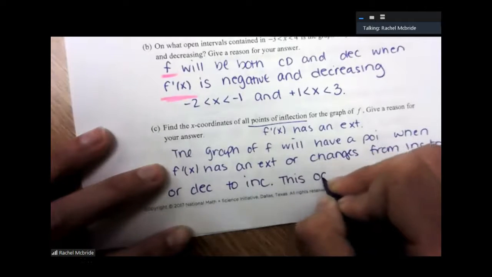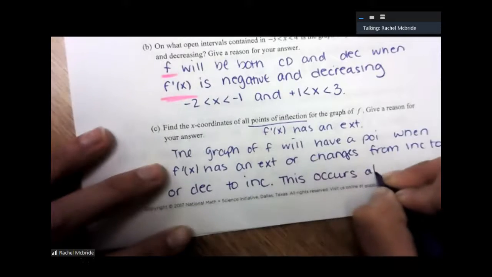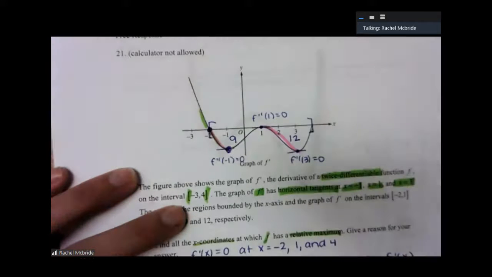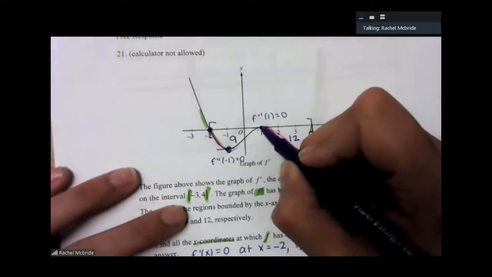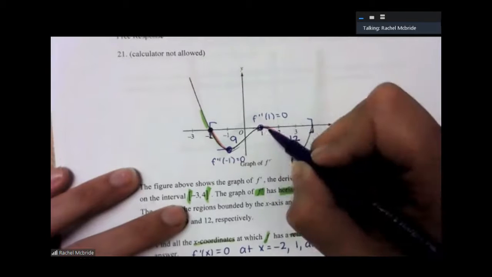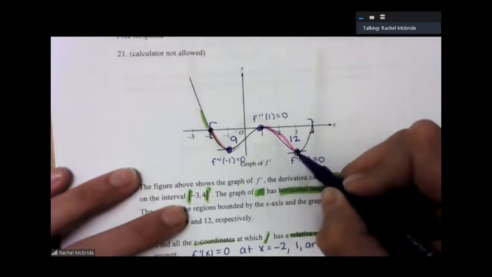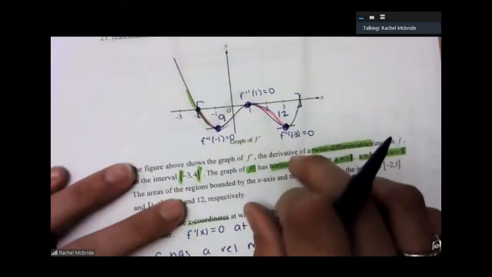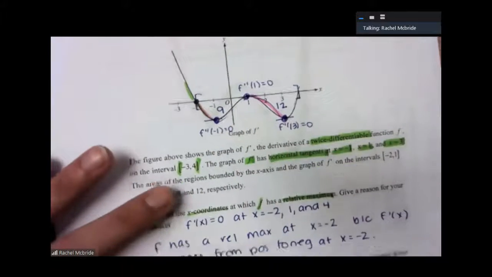This occurs at x equals, all right, so we go decrease, increase, -1, increase, decrease, +1, decrease, increase, 3. We could also say that the second derivative at those points is 0 because it was given to us.